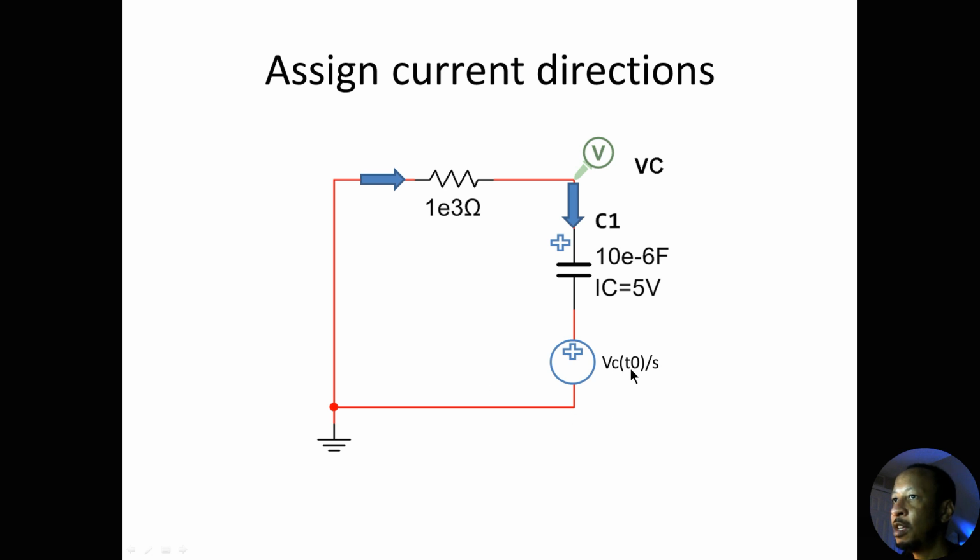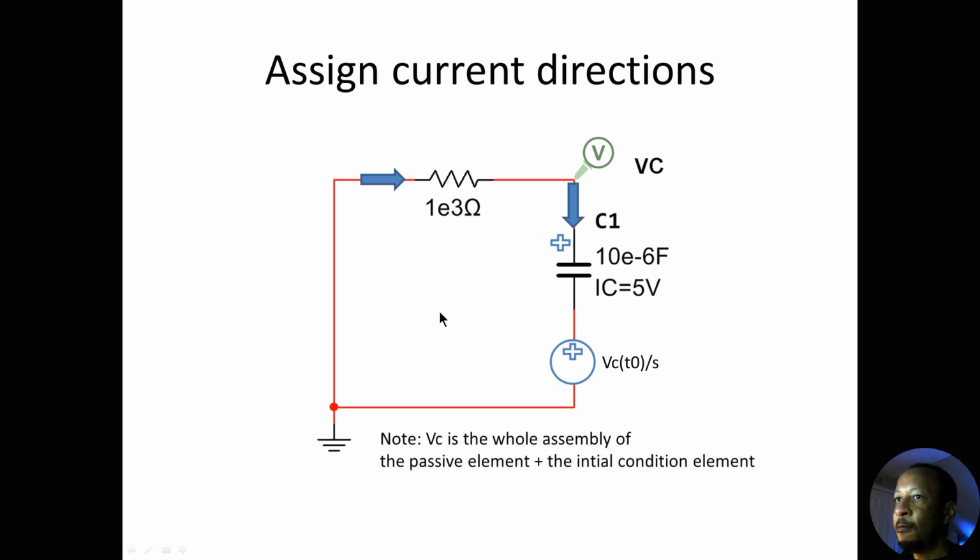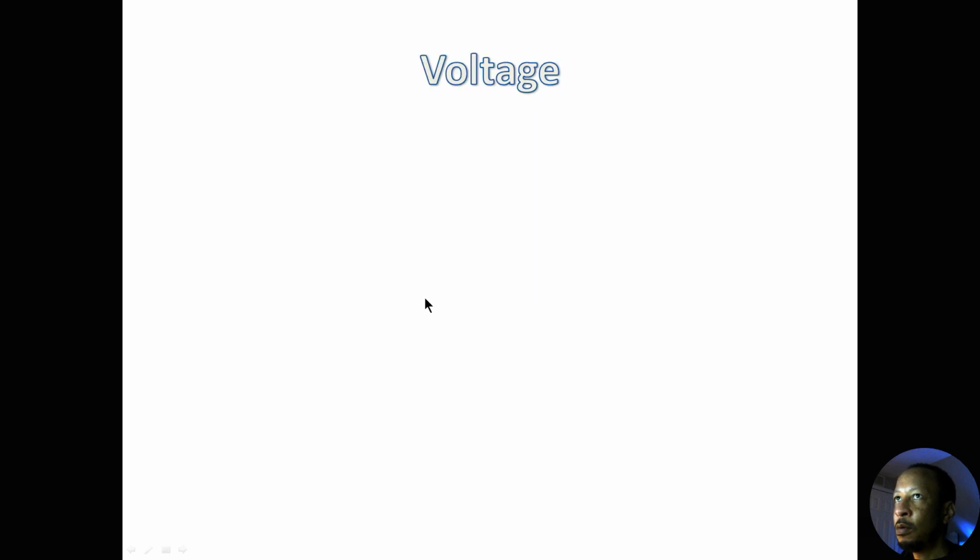And VC of t sub 0 divided by s is here with this orientation. Note VC is the whole assembly of the passive element plus the initial condition element. So it's all of this, including that initial condition element there. All right, so next let's derive the voltage of this.